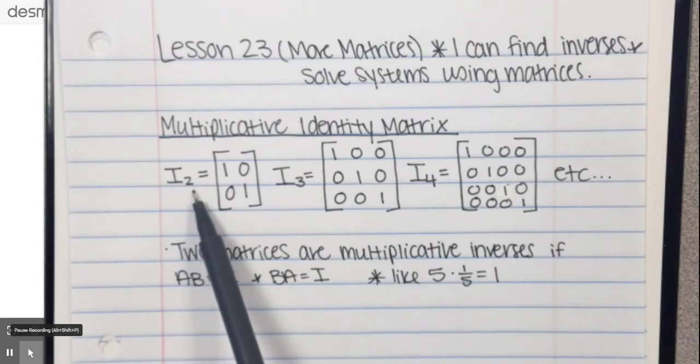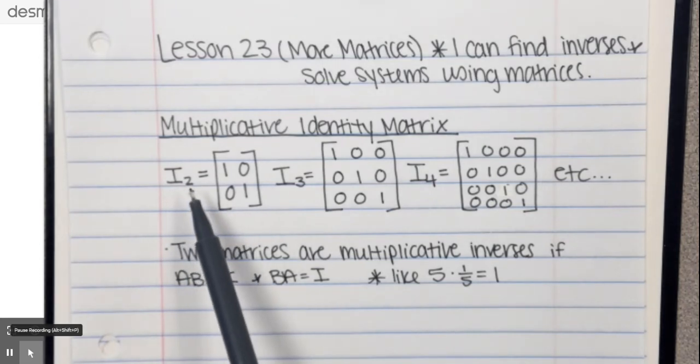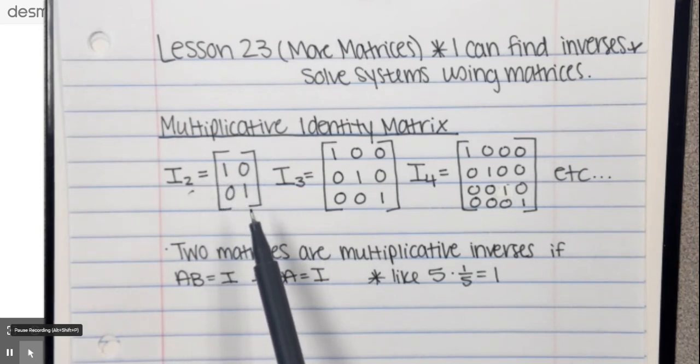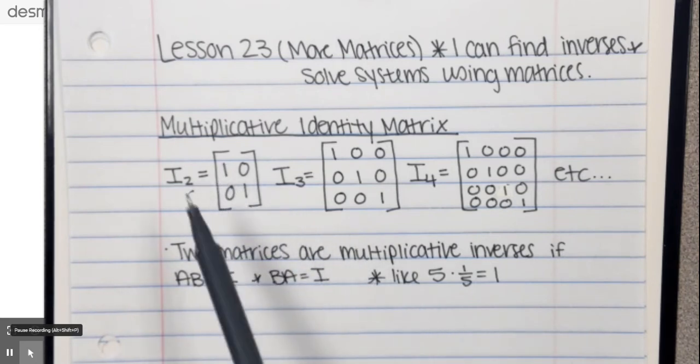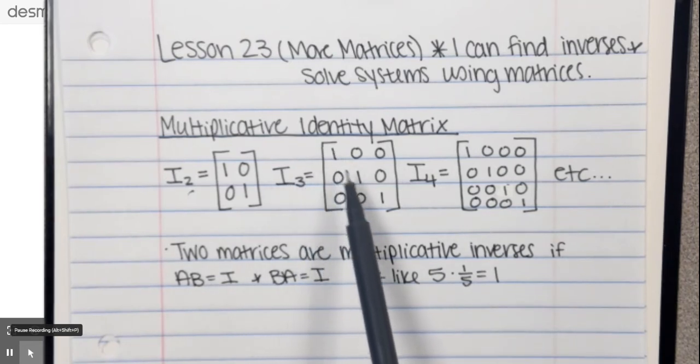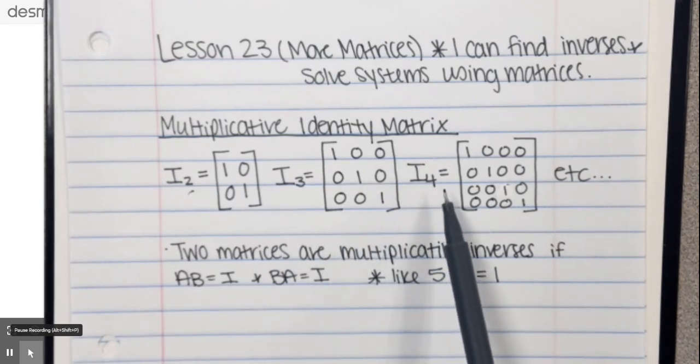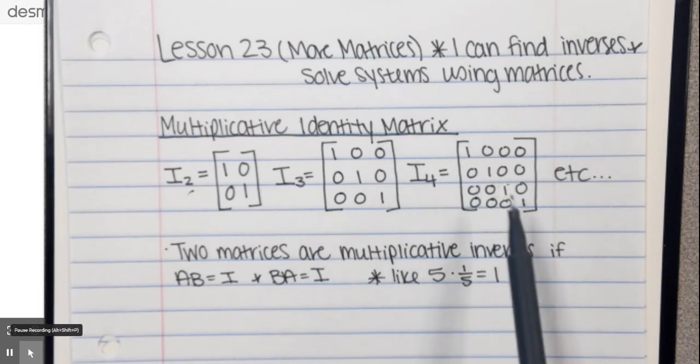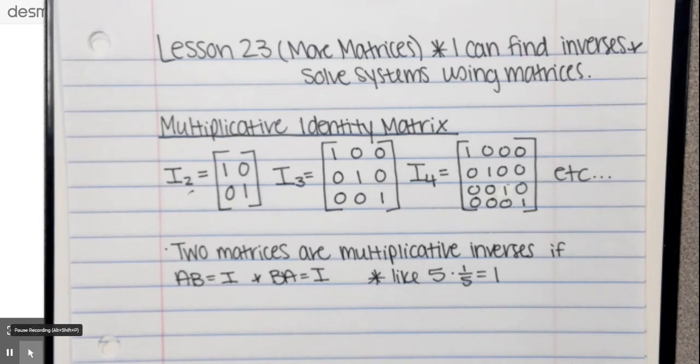So you have capital I sub 2. That means it's a 2 by 2 matrix, and you have 1s along the diagonals, or the main diagonal. So I sub 3 is a 3 by 3 matrix. Again, you have 1s across the diagonal. Everything else is 0s. And then you can do I sub 4. You've got the four 1s across that main diagonal, and everything else is filled in with 0s. You can keep going and going, but it has to be a square matrix. So a 2 by 2, 3 by 3, 4 by 4, 5 by 5, and so on and so forth.